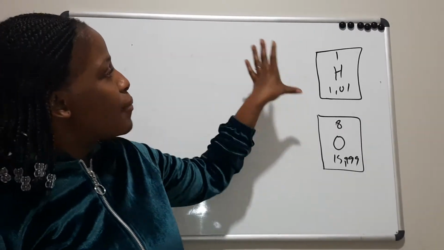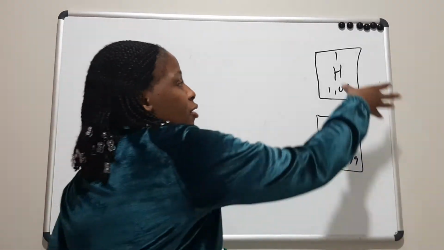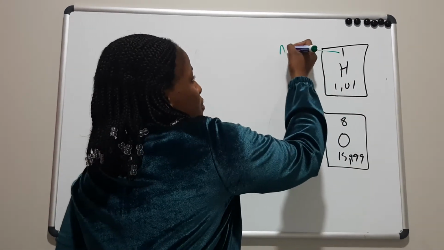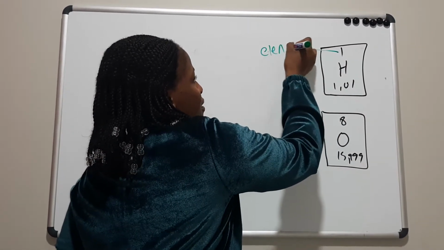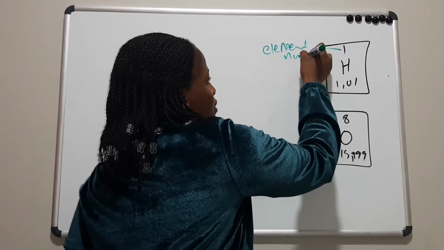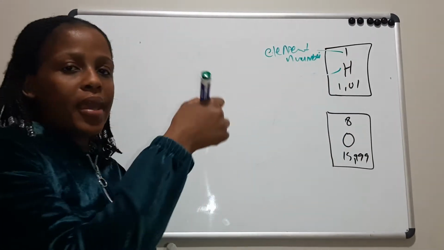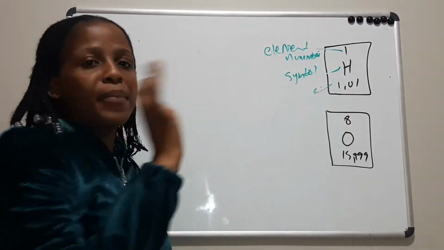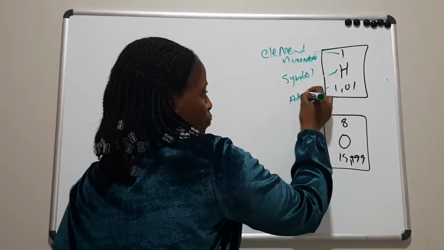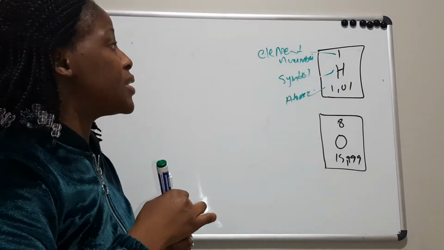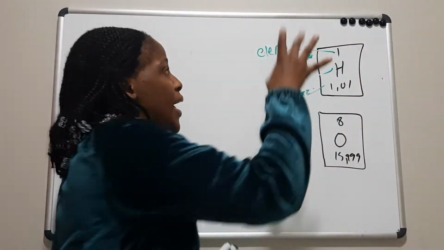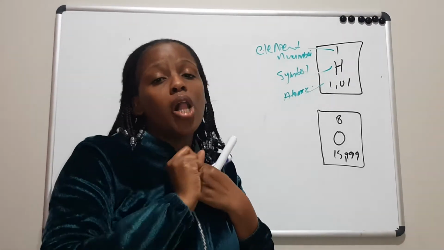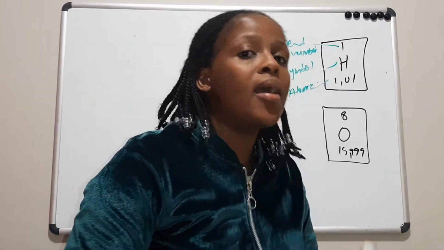The first element there is hydrogen. That is why it has number 1 on top, because it is the element number. The H represents the symbol, and that number there is the atomic mass. So all the elements in the periodic table will have the element number, the symbol, and the atomic mass. But for us to calculate the molecular weight, we just need the atomic mass.